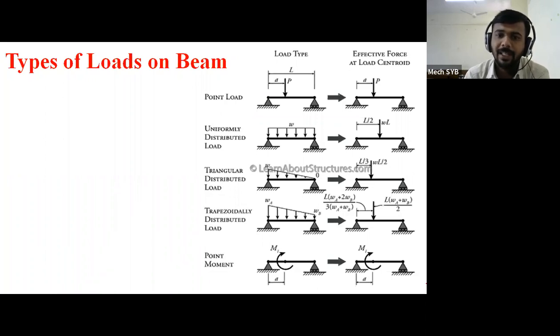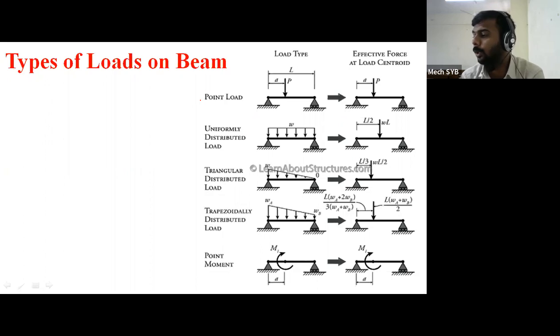Okay, so basically there is a total of 3 types of loads. First one is a point load, second one is a UDL, its long form is uniformly distributed load, and third one is a UVL, that is uniformly varying load. So these are the 3 types of loads and we have to discuss their definitions.